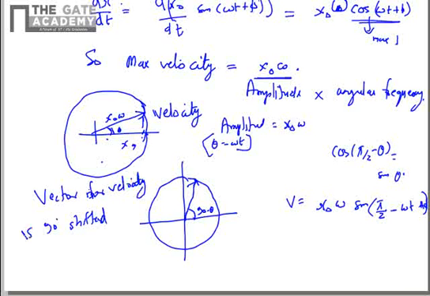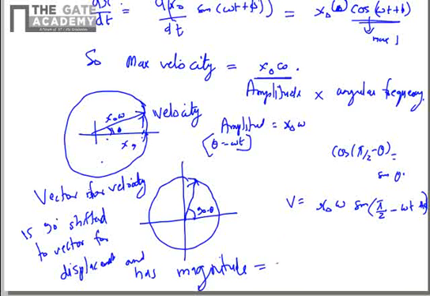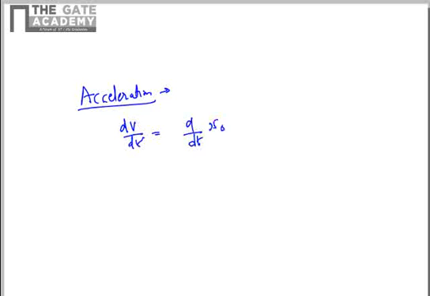Vector for velocity is 90 degrees shifted to vector for displacement and has magnitude equal to x0 omega, that is amplitude for the displacement. But similarly, if you want to calculate the acceleration, then you differentiate the velocity, so it will be dv by dt, and d by dt of velocity we saw it is x0 omega cos(omega t plus initial phase phi).